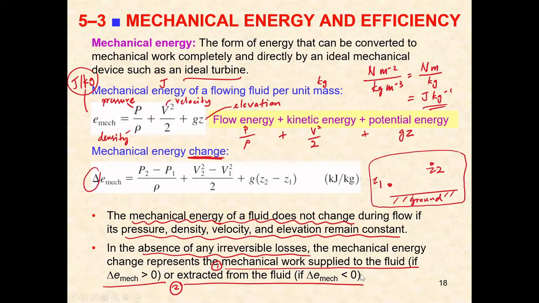Maybe you allow the water to flow from high elevation to low elevation. As the water flows from high elevation to low elevation, you install a turbine at the bottom. So you use the turbine to extract the energy from the fluid. That's how we generate hydroelectric energy, and this is an example of energy extracted from the fluid. So if the mechanical energy change is less than 0, it means that energy is being extracted, being taken from the fluid. Alright.